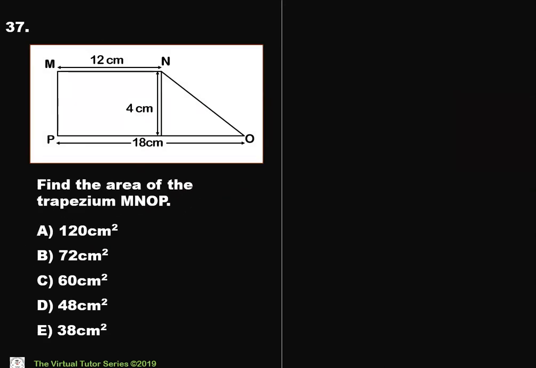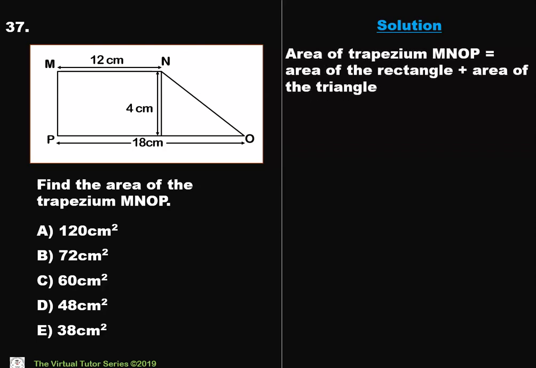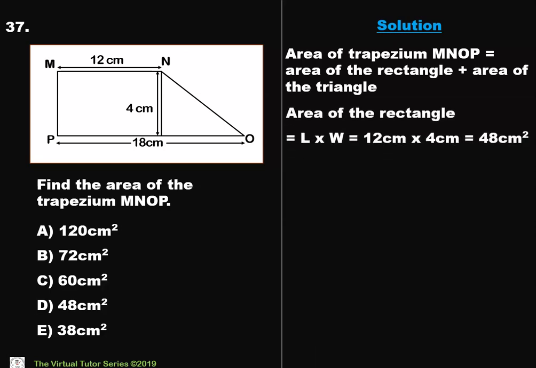Question 37. Find the area of the trapezium MNOP. Solution. The trapezium is made up of a rectangle and a triangle. Therefore, its area is the area of the rectangle plus the area of the triangle. The area of a rectangle is given by the formula length times width. We have the length to be 12 centimeters and the width to be 4 centimeters. Therefore, the area of the rectangle is 12 centimeters times 4 centimeters, which is 48 centimeters squared.